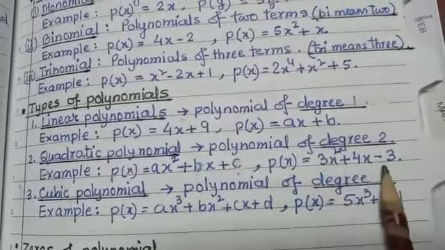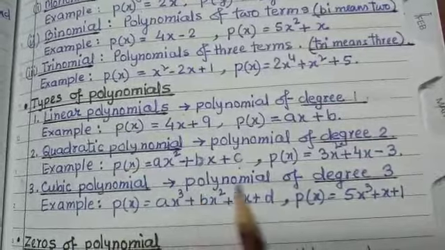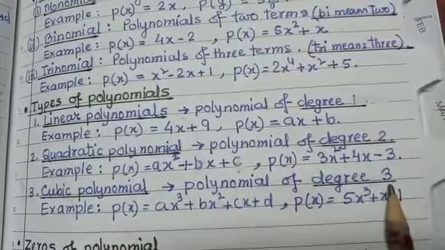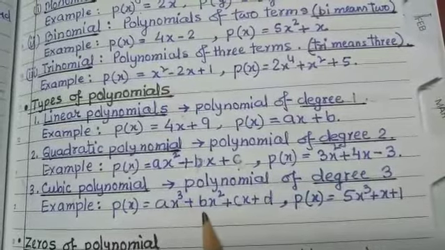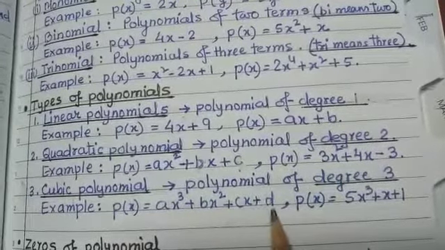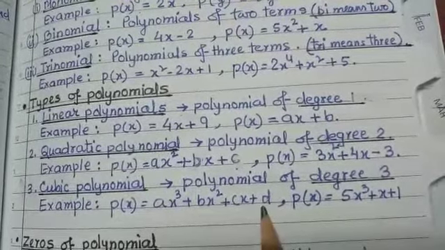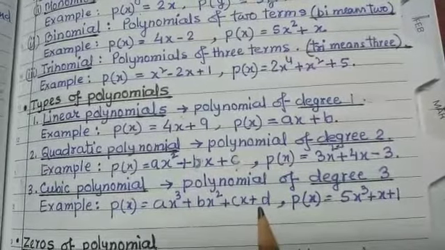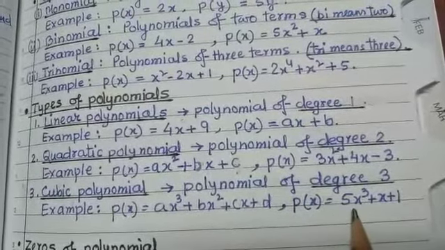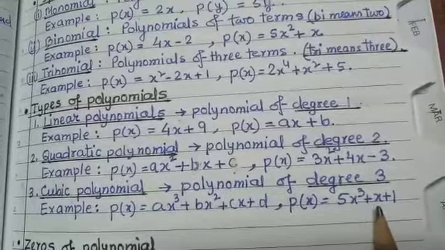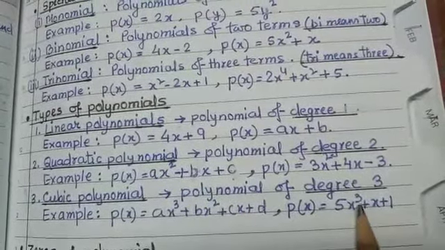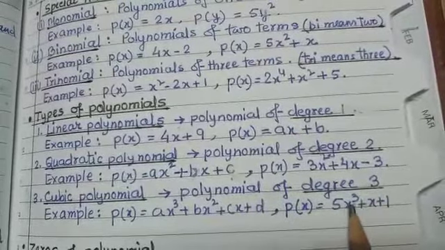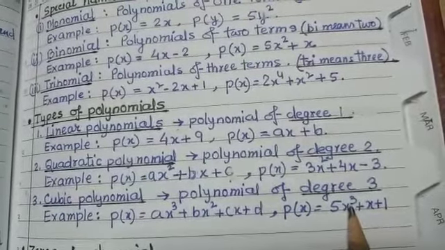Cubic polynomial, a polynomial of degree 3. So for degree 3 the general formula is ax cube plus bx square plus cx plus d. It is the general form of a cubic polynomial. An example is 5x cube plus 3x square plus x plus 1. It is a cubic polynomial, so the highest power is 3.